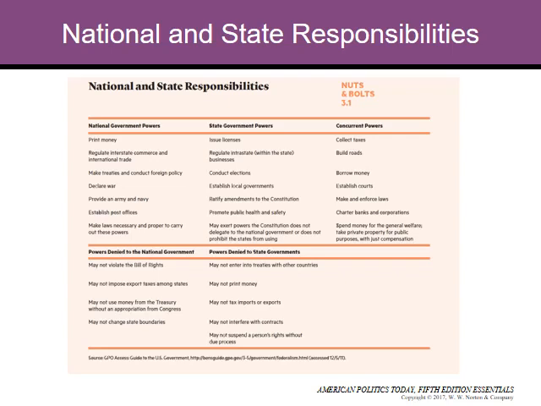Powers denied to the state governments: they may not enter into treaties with other countries, they may not print money, they may not tax imports or exports, they may not interfere with contracts, and they may not suspend a person's rights without due process. That's the 14th Amendment.